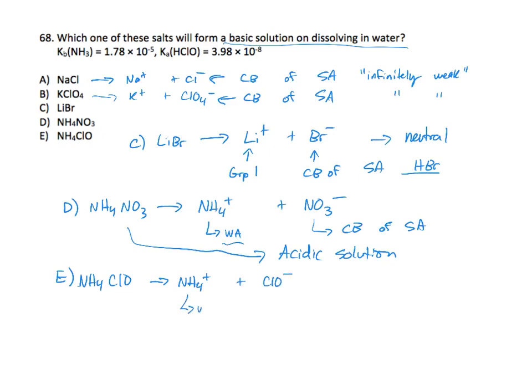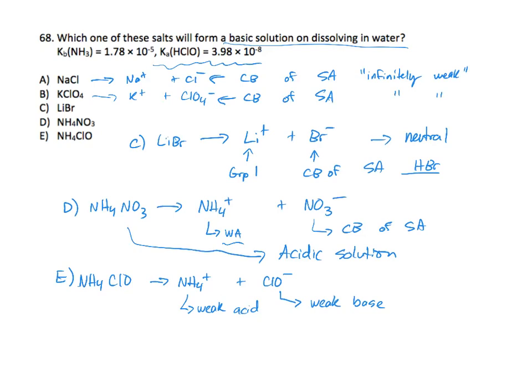NH4 plus is a weak acid, as stated above, so this should create an acidic solution, but the ClO minus is not the conjugate base of a strong acid. In fact, it's the conjugate base of a weak acid, as you can see in the question, since it has a Ka value attached. So this has a weak acid and a weak base. Which one's going to win? Is the solution going to be acidic or basic? What you need to do is compare the Ka of the acid with the Kb of the base. Whichever one is larger is going to tell you which one's going to win.